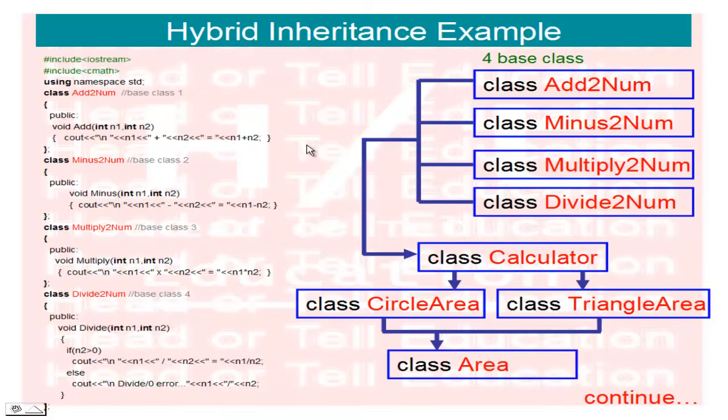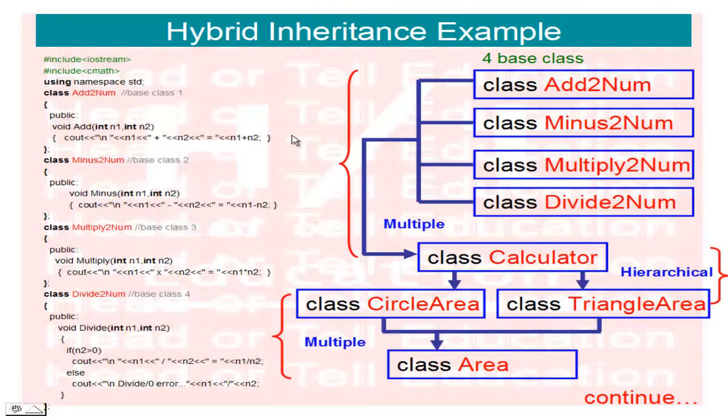Next, in this inheritance we have seen that the top block is multiple inheritance, the second one is hierarchical inheritance, and the third one is again multiple inheritance.